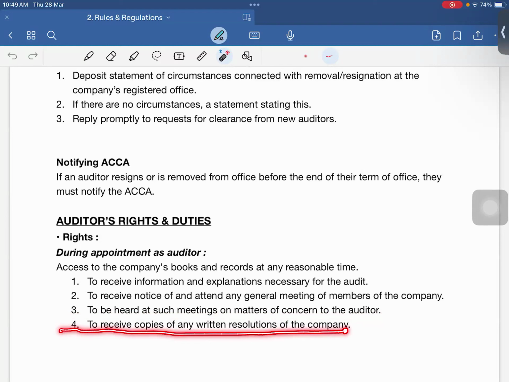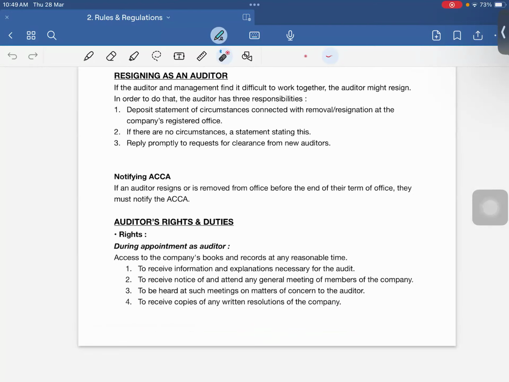Understood? So, after the end of the general meeting, the auditor should be provided with any written resolution, that is, any copies of the written resolution that is being passed. Understood? This much is okay?